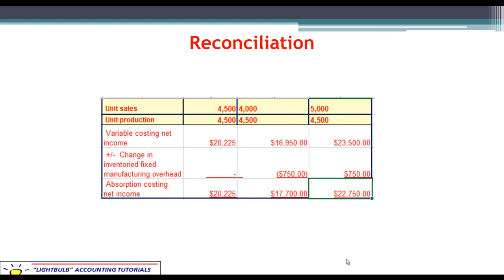So the difference between the two is always going to be that $1.50 per unit of the fixed manufacturing overhead multiplied by the number of units that have been produced but not sold, or vice versa, if we sold more than we produced in the next year. That's going to be the reconciliation. 500 times $1.50, that's where we get our $750.